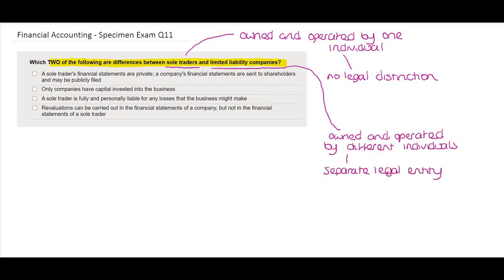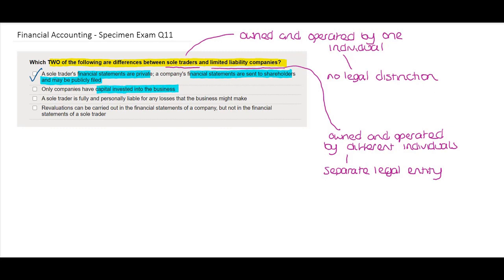Looking at the statements that we have to decide upon, the first one says that a sole trader's financial statements are private and a company's financial statements are sent to shareholders and may be publicly filed. This is a correct distinction. Our sole traders are effectively reporting the performance of their business to themselves, and there is no obligation to make their accounts public.